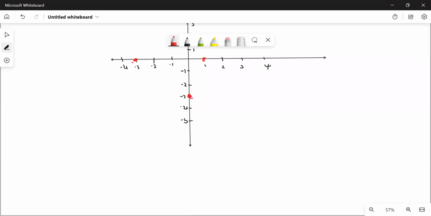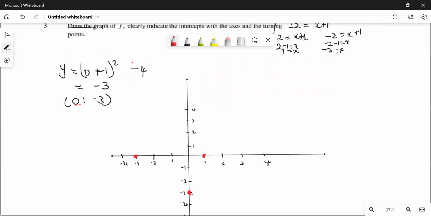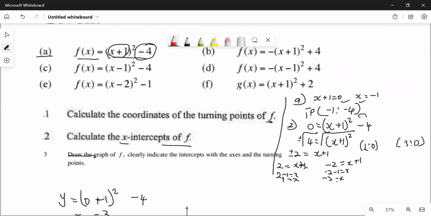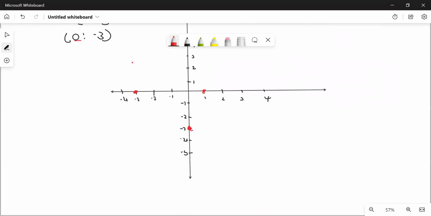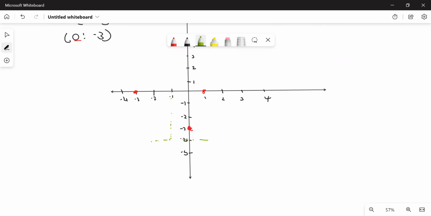What else do I have? I have the turning point. That's the first thing that they asked me to get. What was the turning point? The turning point is minus 1, minus 4 again. So x is minus 1. You come to minus 1 and then you do a dotted line. On minus 4, you also do a dotted line. Where these two things meet, that is where your turning point is going to be.